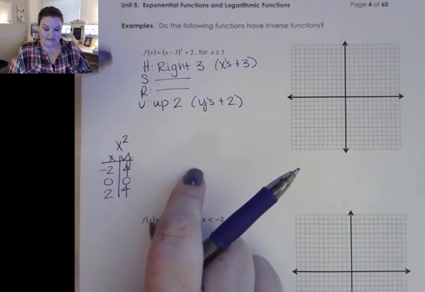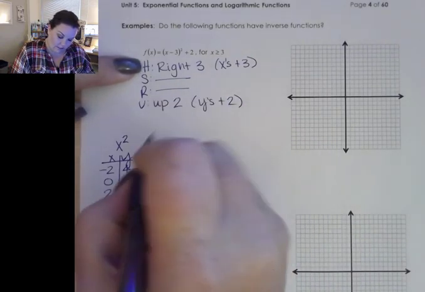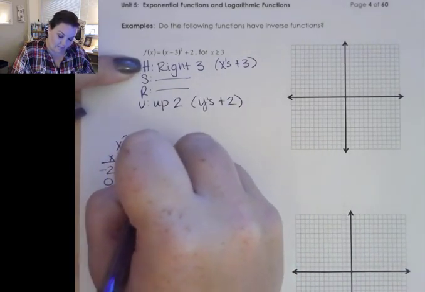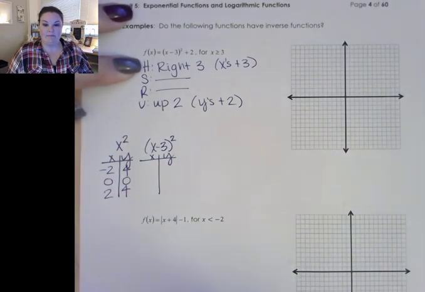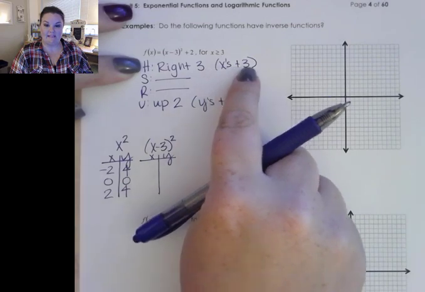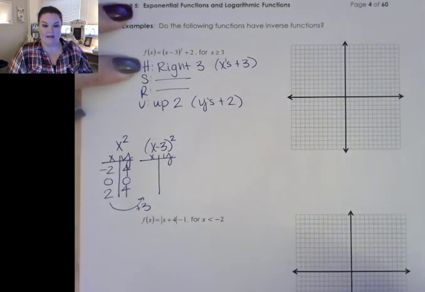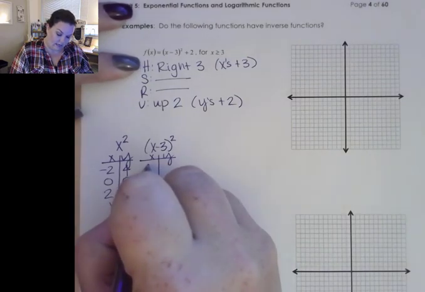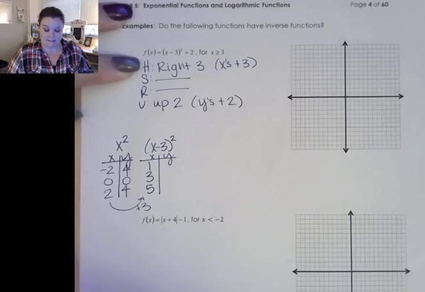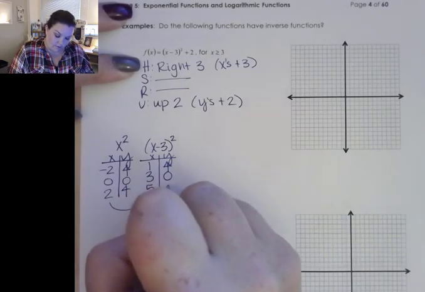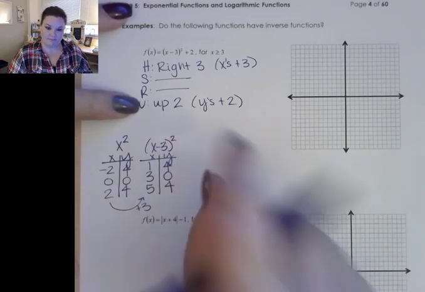So I'm going to do these in HSRV order, meaning I do my horizontal shift first. So now my function looks like x minus 3 quantity squared. And to adjust my table, I'm going to take my x's and add 3 to them. So x's from the previous table, I add 3. That's going to give me a 1, 3, 5, and my y's stay the same. So 4, 0, 4.